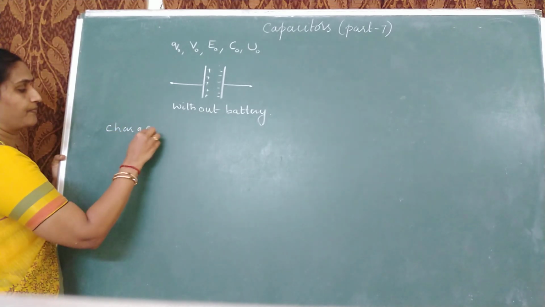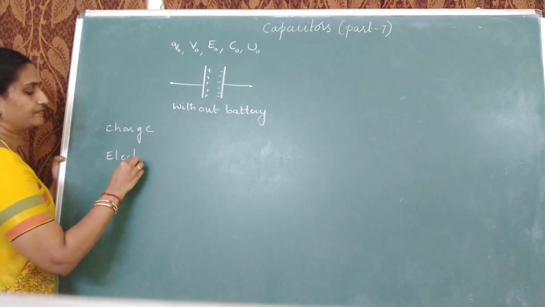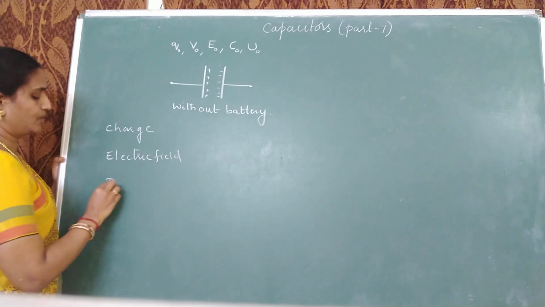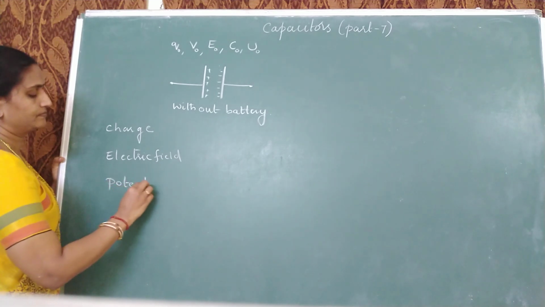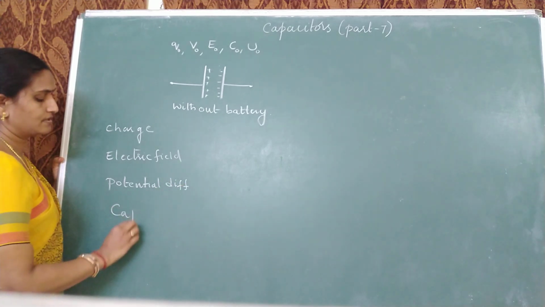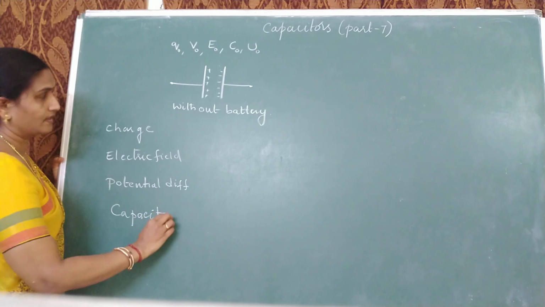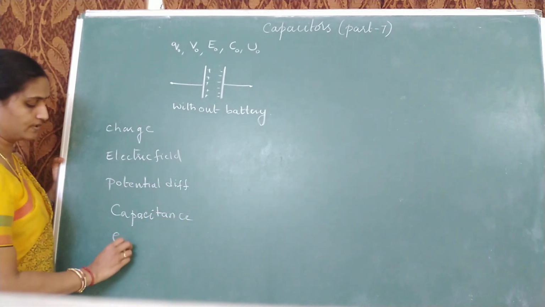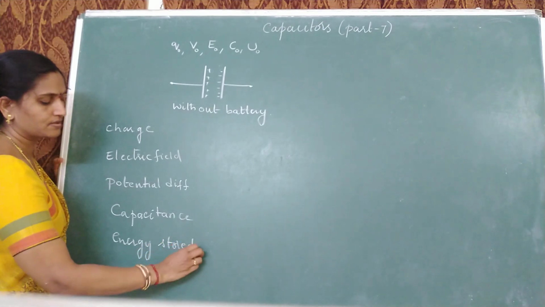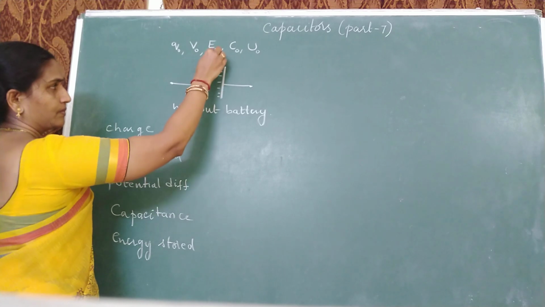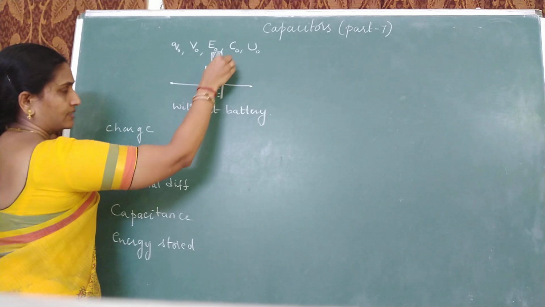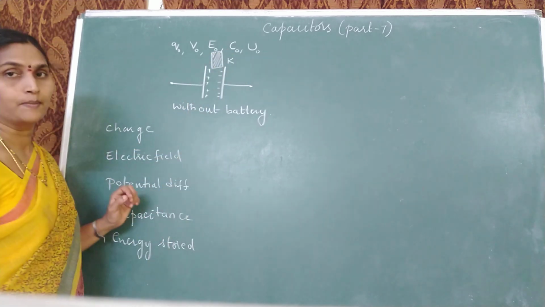Charge, electric field, potential difference between the plates, capacitance, and the last one is energy stored, if you introduce a dielectric slab between these two plates. We are going to introduce a dielectric slab whose dielectric constant is K.